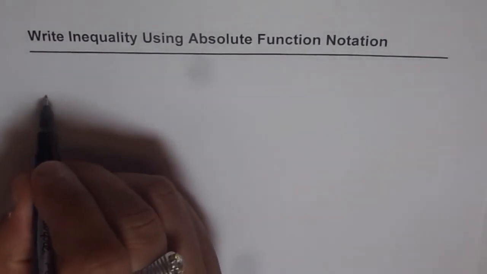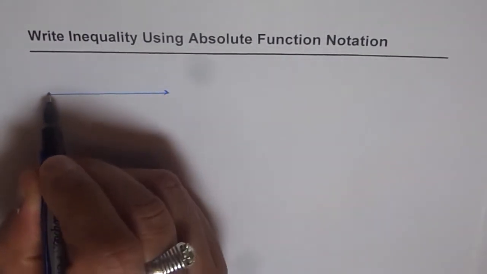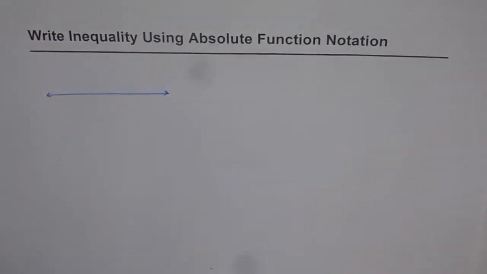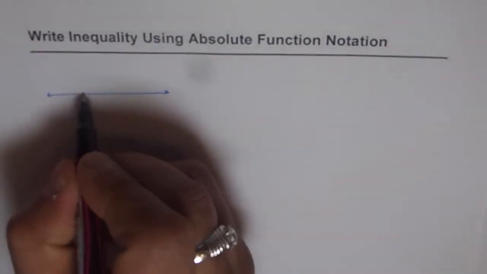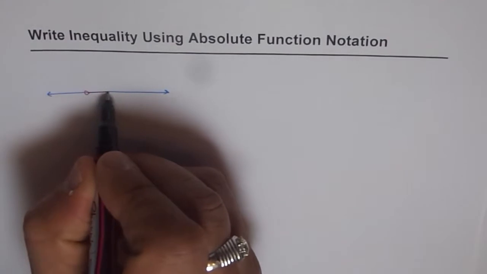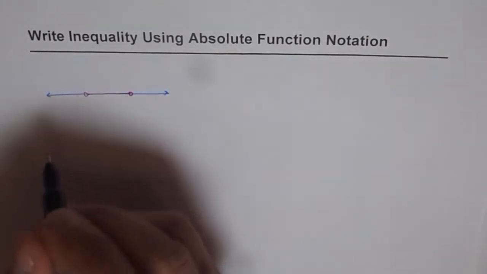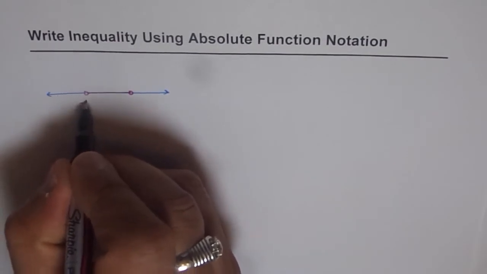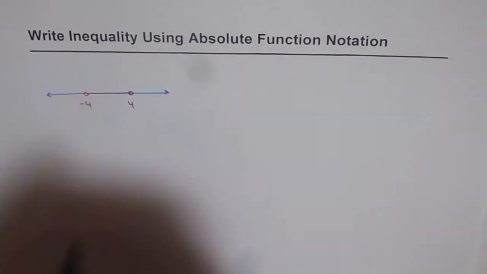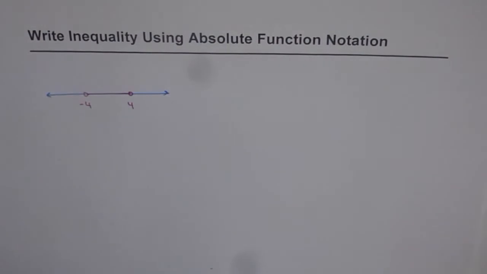So let us say we have a number line here going like this, and the solution which we get is something like this: the inequality is true for a duration which is in between two numbers, and let us say these two numbers are -4 and +4. How will you write this as an absolute function? That is the question which we need to discuss. Now, some of you know about it, so as I'm drawing and taking my time, you can write your solution, right?